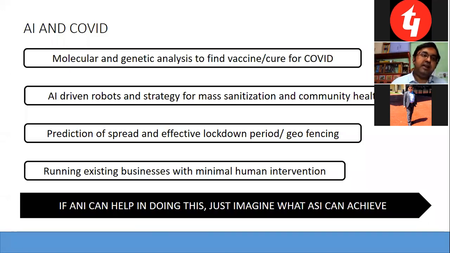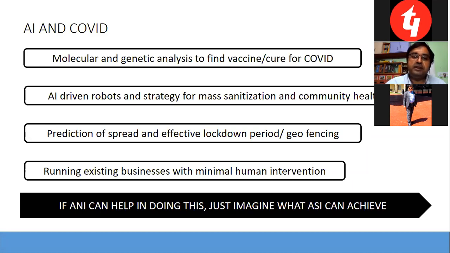Just on AI and COVID, this is because of the present scenario. I was just saying how AI is helping human beings in COVID. It's doing molecular and genetic analysis to find vaccines and a cure for COVID. So AI is used extensively across the world in various companies. And then we have AI driven robots and strategy for mass sanitization and community healthcare.